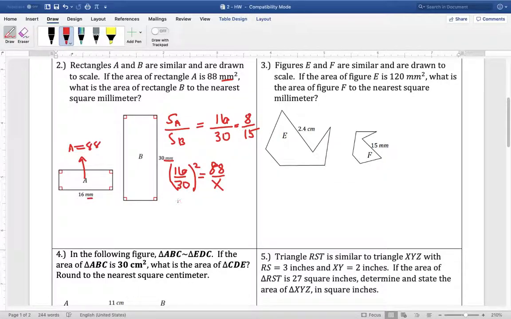If we square these two things, we get 256 over 900 equals 88 over x. If we just did 16 over 30 equals 88 over x, it would not work. We know the ratio of the sides are not the same as the ratio of the areas.